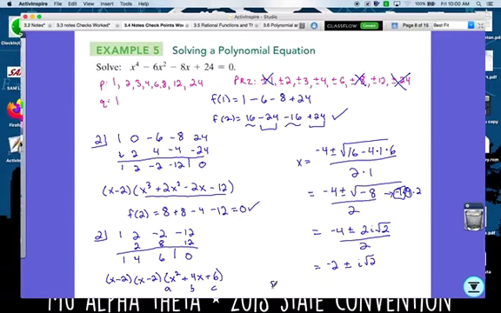So our answers are 2, which has a multiplicity of 2 from over here, and then negative 2 plus i square root of 2, and negative 2 minus i square root of 2. So we do have 4 answers here, since 2 had that multiplicity of 2.